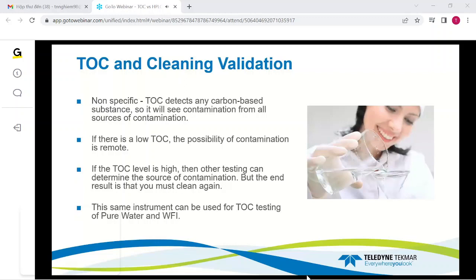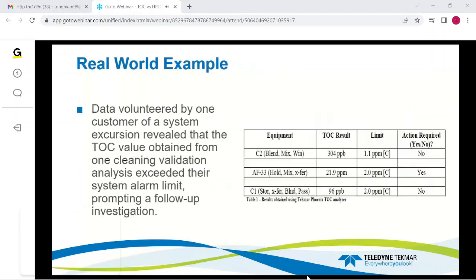So as we move on, we're going to move on to maybe a real world example here. This data was actually volunteered by one of our customers. We're looking at some type of equipment, blend mix and different things like that. Well, there's the TOC results: 304 ppb, 21.9 ppm, and 96 ppb.